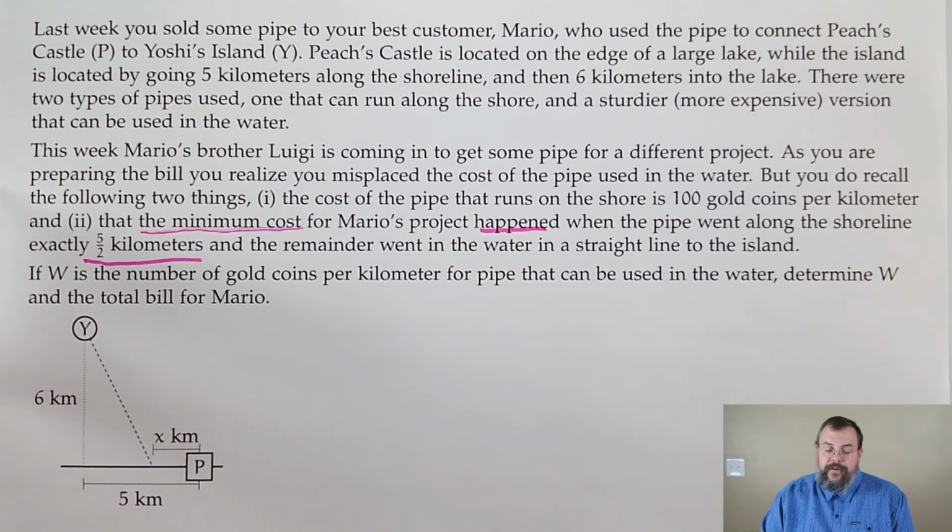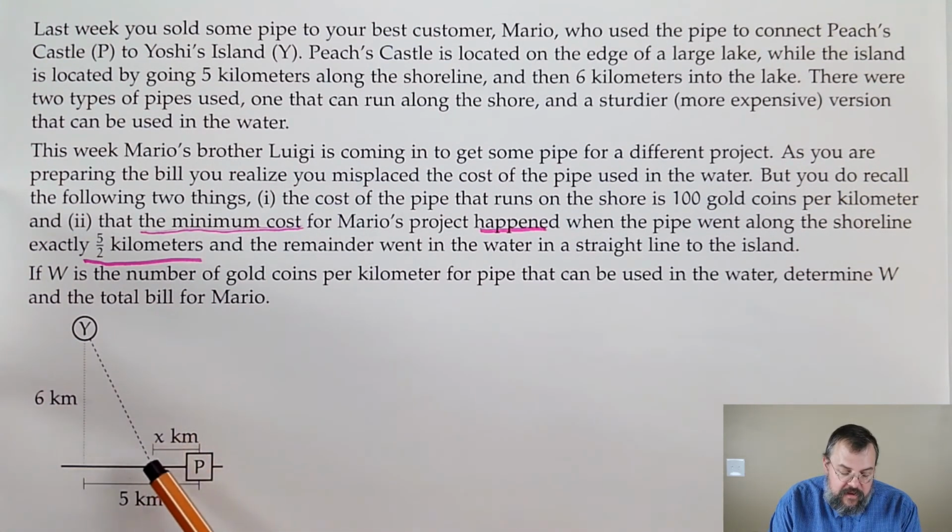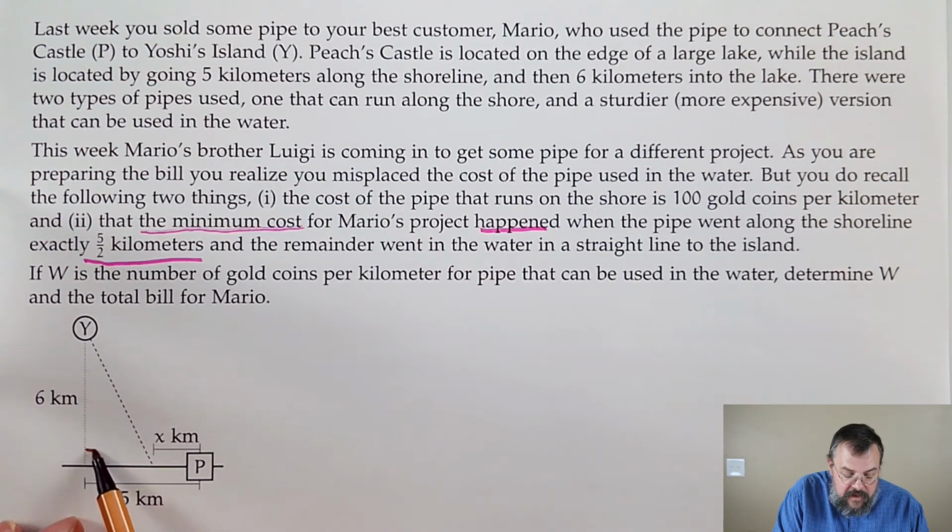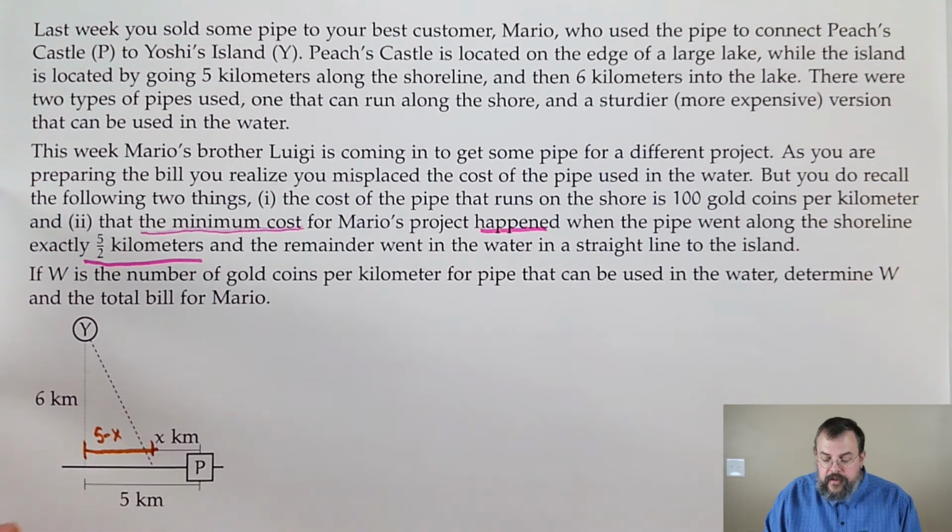Okay, so let's proceed. How do we begin getting a handle on this problem? Well, the good news is they gave us a little bit of help. They marked this distance here as x. So we'll mark a few more distances. Certainly if this is x, then this distance here would be 5 minus x, because there's a total of 5 kilometers, and here's x kilometers along the shore.